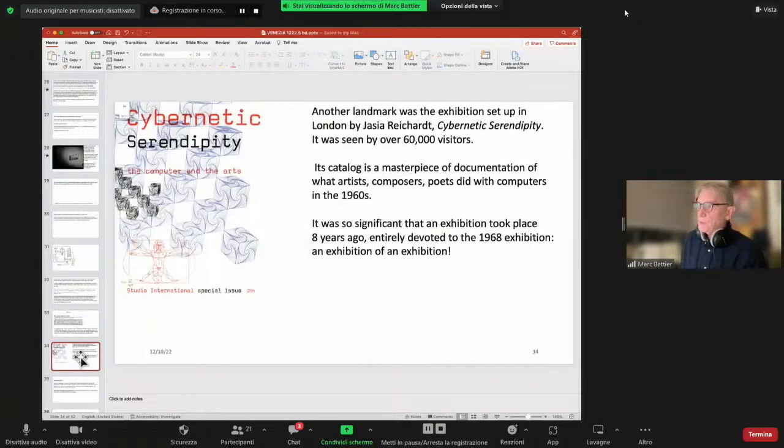Another striking example, or landmark actually, was the exhibition set up in London by Jasia Reichardt, Cybernetic Serendipity. It was seen by over 60,000 visitors. Its catalog, which now is on the web, is a masterpiece of documentation of what artists, composers, poets did with computers in the 1960s. It was so significant that an exhibition took place 8 years ago, entirely devoted to the 1968 exhibition. That's an exhibition of an exhibition.